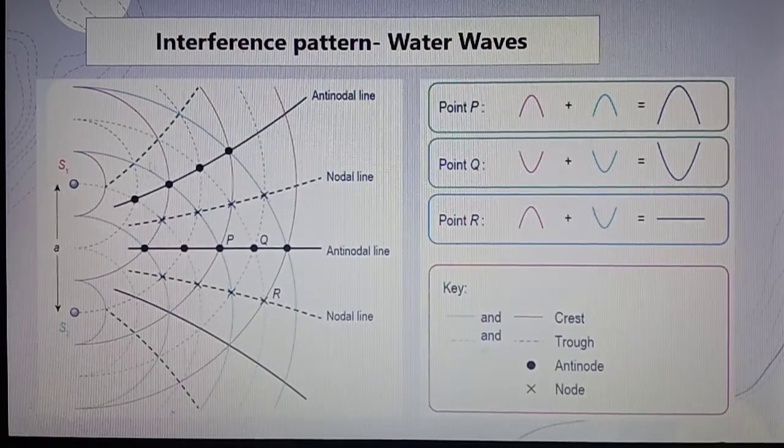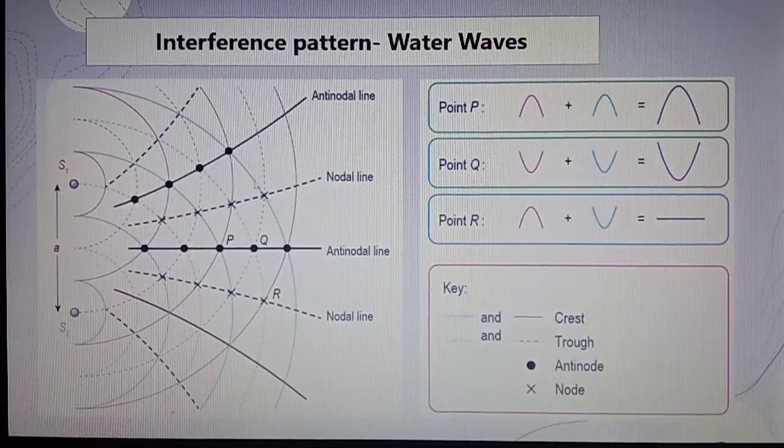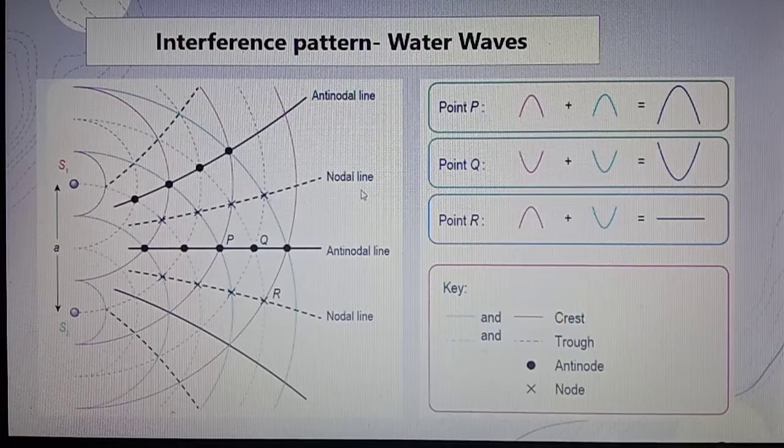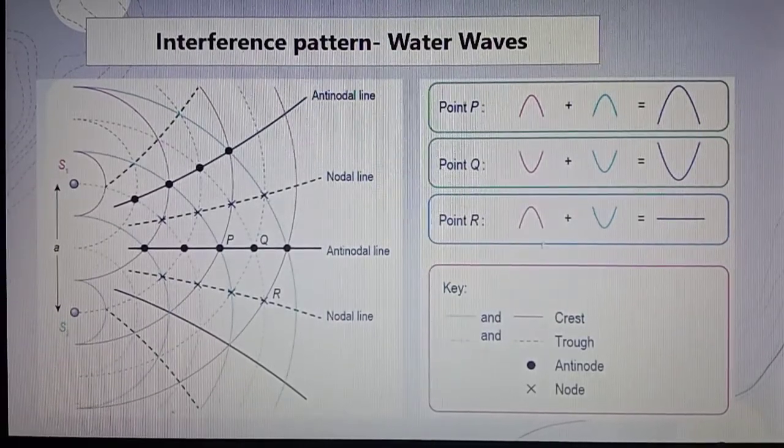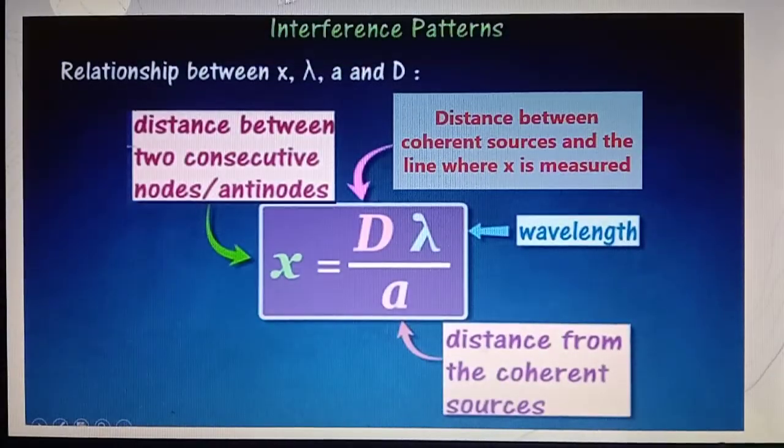So on the surface of water, you can actually see something like lines. The lines represent the antinodal lines or nodal lines, that is, constructive interference or destructive interference. For this interference pattern, we can actually produce a formula.